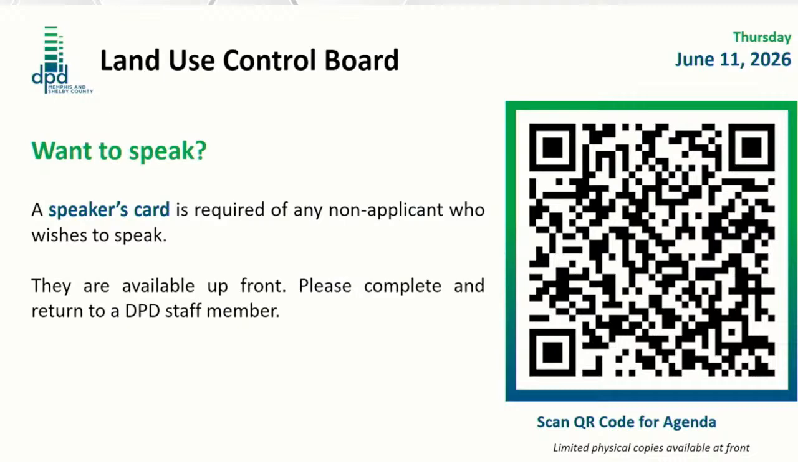For each case on the regular agenda, the DPD planner will give a presentation. This will be followed by the applicant's presentation and any testimony for those who support the application. The applicant and supporters will be given a total of 10 minutes. Following each speaker, the chair will ask the board members if they have any questions for that speaker.